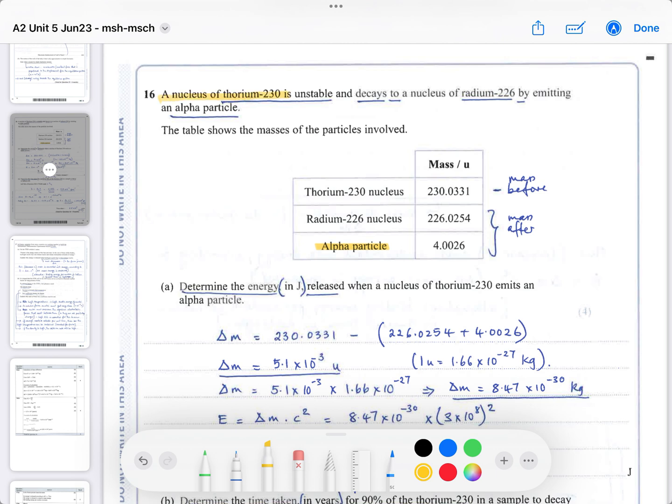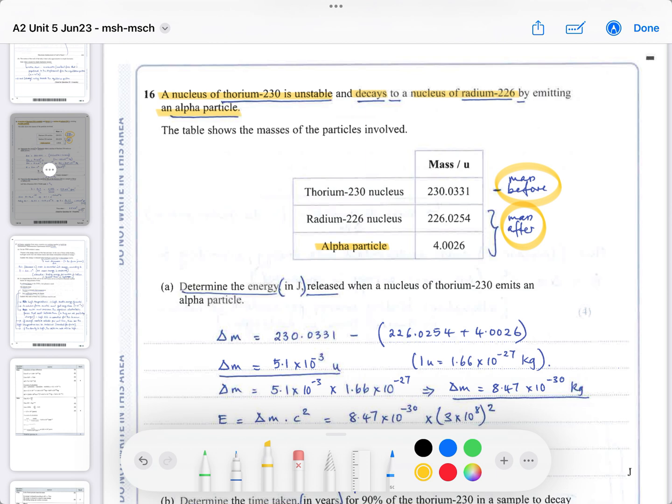A nucleus of thorium-234 is unstable and decays. So now we're talking about radioactivity before we talk about ionization. It decays into a nucleus of radium-226 by emitting an alpha particle. So it's alpha decay. The table shows the masses of the particles involved. So before we had thorium, after we got a split of the mass.